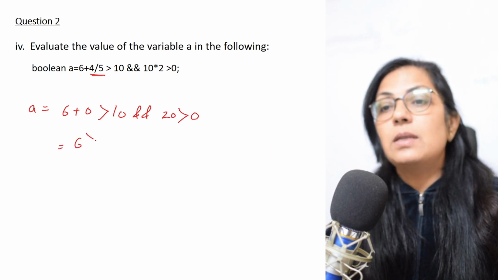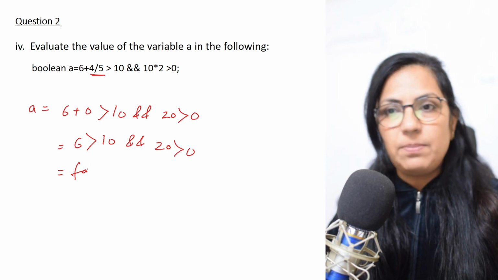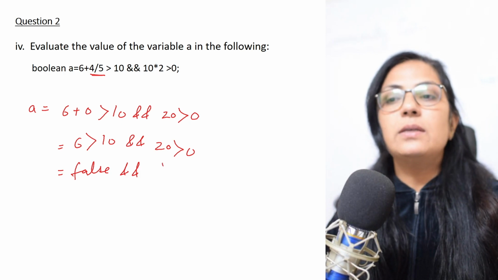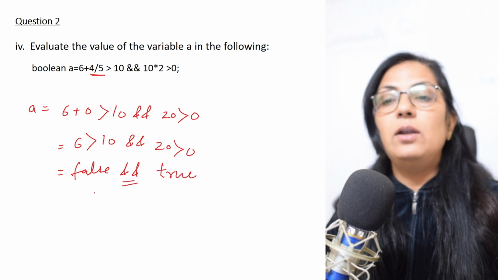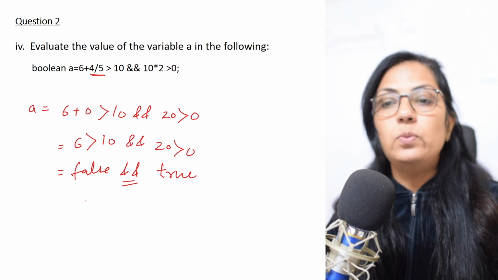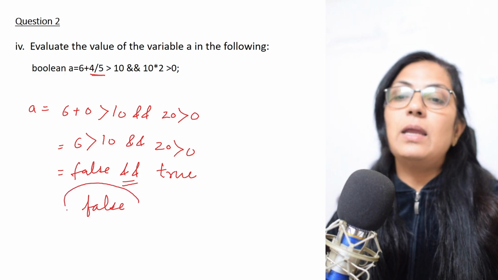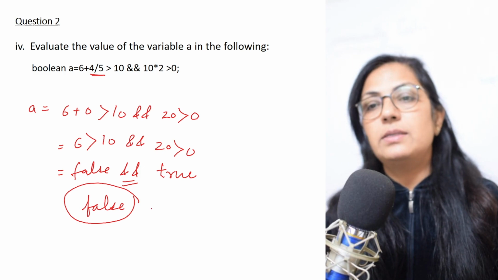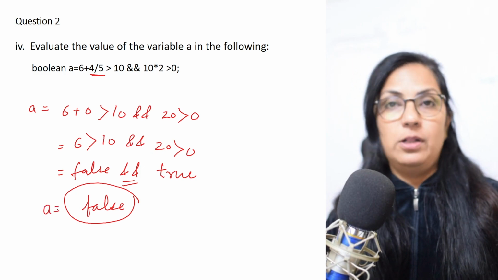So 6 greater than 10 and 20 greater than 0. 6 greater than 10, 6 10 से बड़ा है? नहीं. So it will result in false. And 20 greater than 0, yes, true. और यहाँ पर क्या है? And operator. False and true will be false. True कब होता है? When both the conditions or all the conditions are true, then only the resultant will be true. So the value of A will be false, right children?